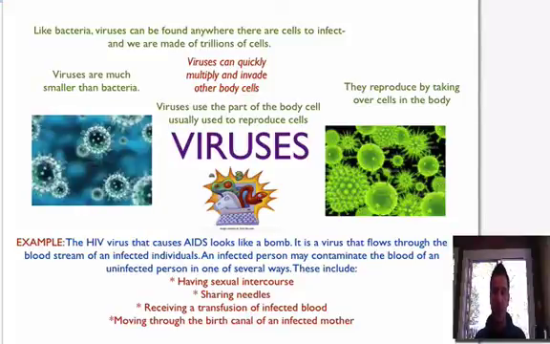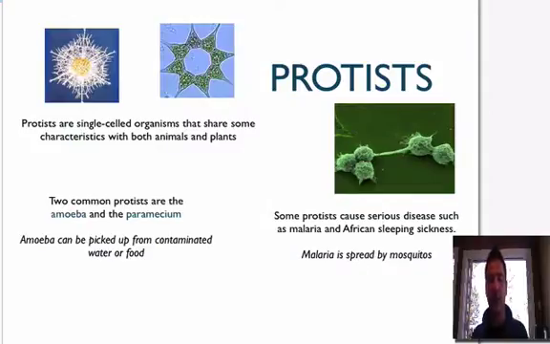receiving a transfusion of infected blood, so maybe we need blood, we receive that blood that was possibly donated from another donor, and then that blood is actually infected with HIV, and then the virus can grow from there and multiply within our bodies. And then the last is moving through the birth canal of an infected mother. So if a mother is infected through the birthing process, then the child will be infected as well. So those are viruses. Okay, so viruses were smaller than bacteria, but they're both pathogens.